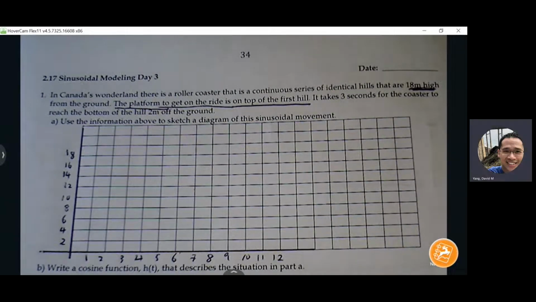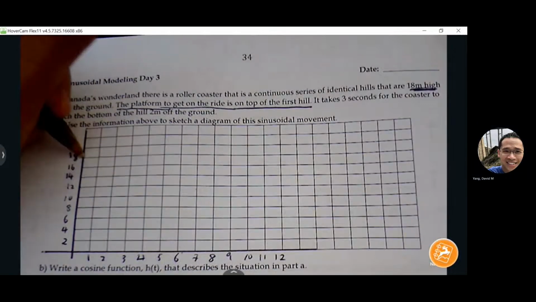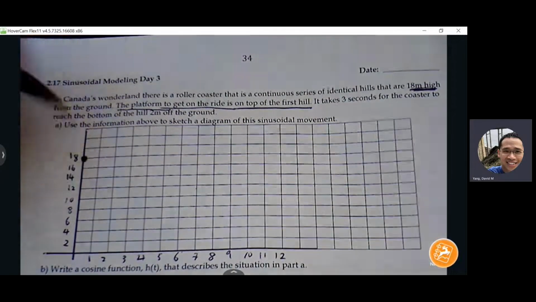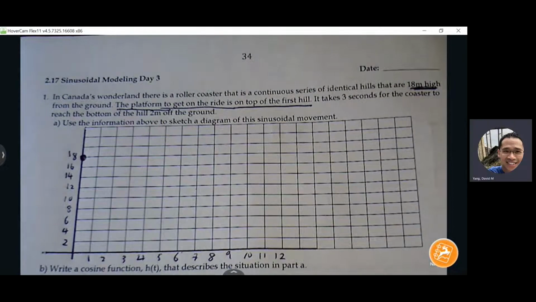Okay, so make sure that we are getting off on the right foot here. The platform to get on the ride is on the top of the first hill. Top of the first hill is 18 meters high. That's where the ride starts at t equals 0, right? So make sure that's where we begin. And from there, see how much you can do.